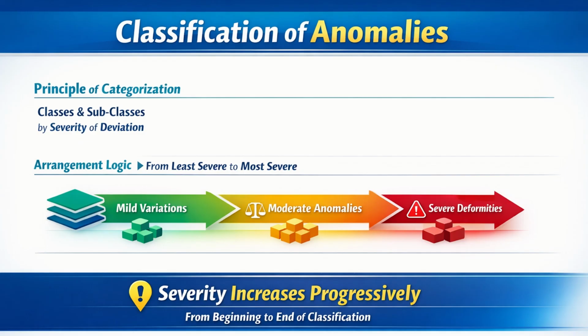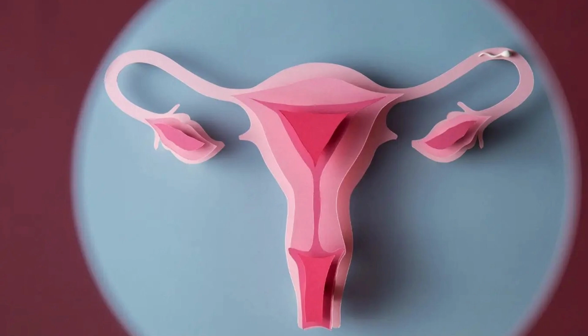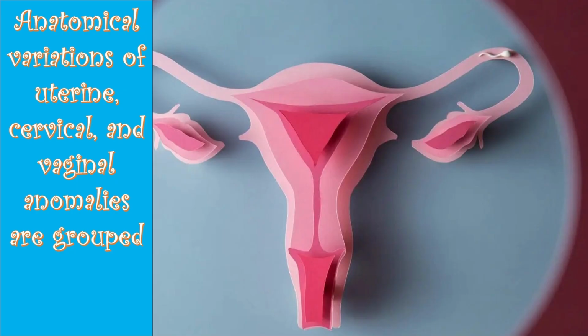The anomalies are categorized into classes and subclasses of the system according to the increasing severity of anatomical deviation. The less severe variants are placed at the beginning, while more severely deformed types are placed at the end. The severity increases progressively. For the sake of simplicity, an extremely detailed subclassification is avoided. Anatomical variations of uterine, cervical, and vaginal anomalies are grouped into subclasses based on the clinical significance of the abnormality.